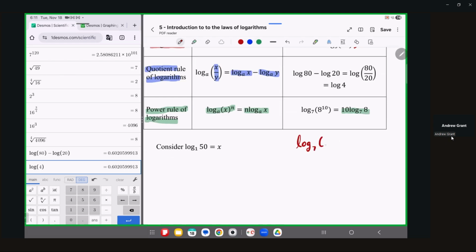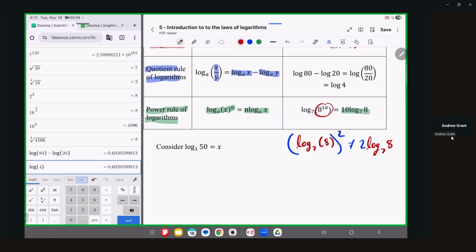log base 7 of 8, and to emphasize this, if this is to the power of 2, this is not the same as 2 times log base 7 of 8. We're saying that the exponent is only affecting the portion inside of that bracket. Okay, so just note that there's a difference between these two things.